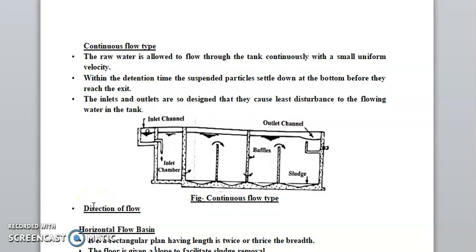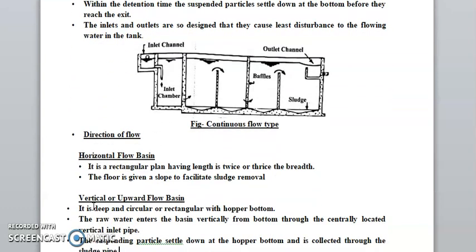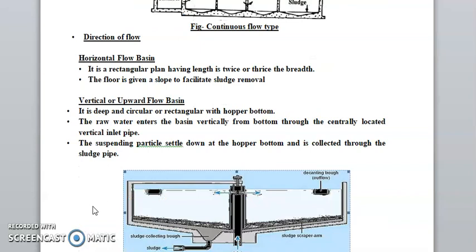Next one, direction of flow. The horizontal flow direction. It is a rectangular plan having the length of twice the breadth. The floor is given a slope for sludge.